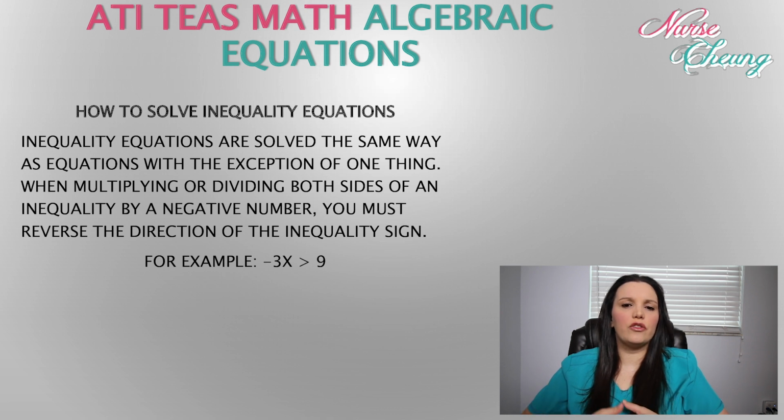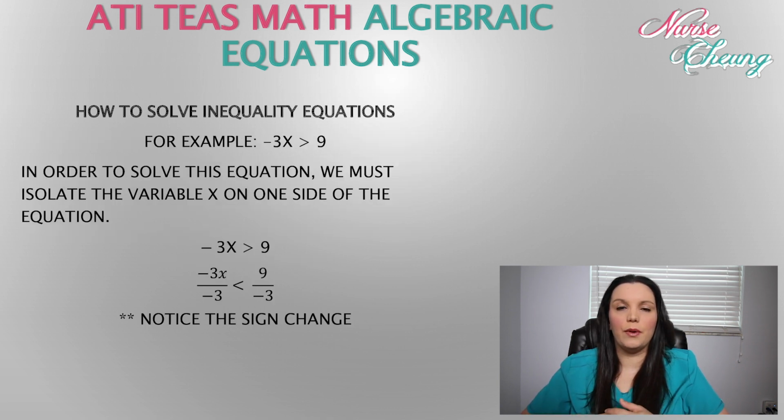Now, inequality equations are solved the same way as equations with the exception of one thing. When multiplying or dividing both sides of an inequality by a negative number, you must reverse the direction of the inequality sign. Now, I know that gets a little confusing, so let's take a look at this so that way we can figure this out together. Now, we've got our example. Negative 3x is greater than 9.